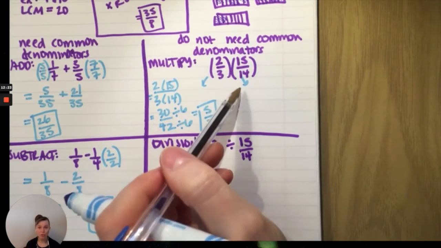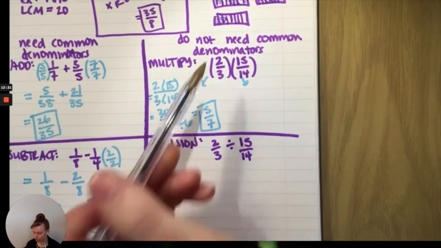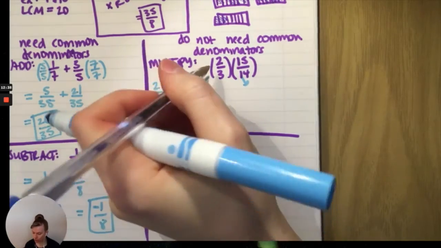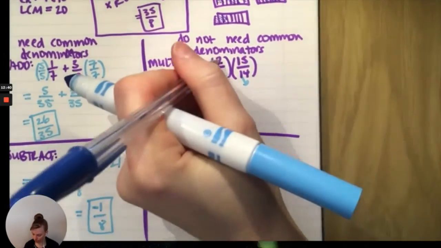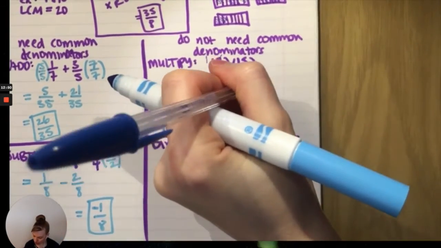What about 15 and 14? Do they have any common factors other than 1? No. But I can pair up opposite numerators and denominators, so 2 and 14, do they have a common factor other than 1? Yes, they have 2. So what's 2 divided by 2? 1. Notice how I cross that 2 off and I put a 1 next to it. I'm no longer using that 2, I'm looking at just the 1, and this 14 changes to a 7.